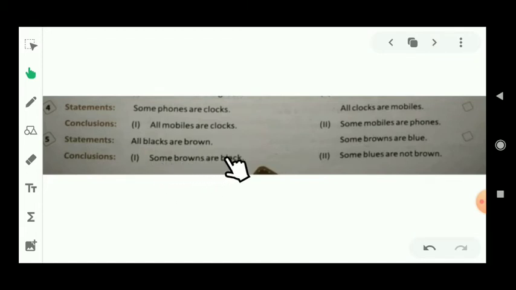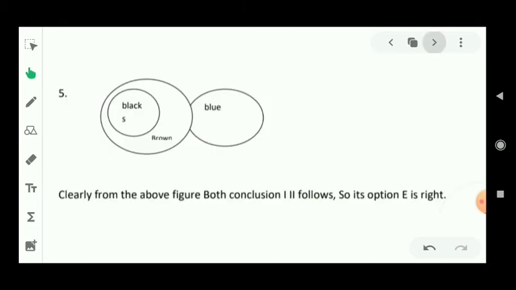All blacks are brown and some browns are blue. Let's see the conclusions of this given question. Some browns are black and some blues are not brown. Let's see the solution of this given question. You can see some browns are blue and all blacks are brown. This will be the given figure. We can see clearly from the above figure, both conclusion first and second follow. That means which option will be right? Option number E.